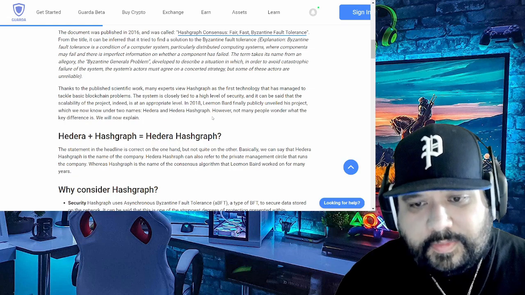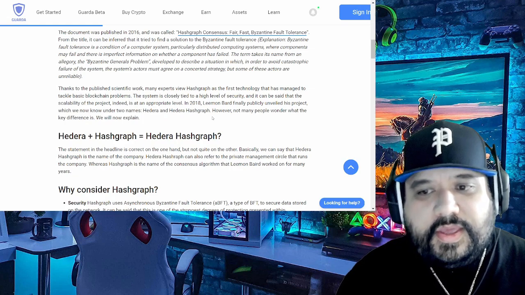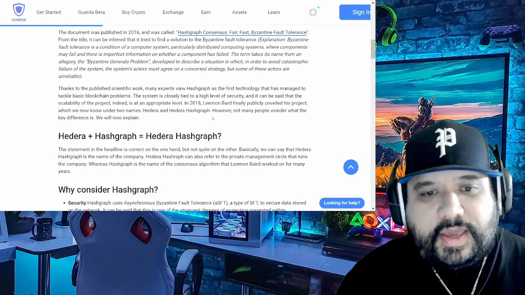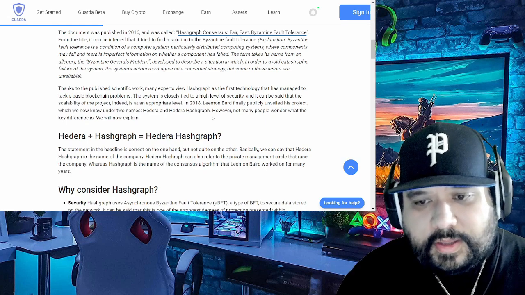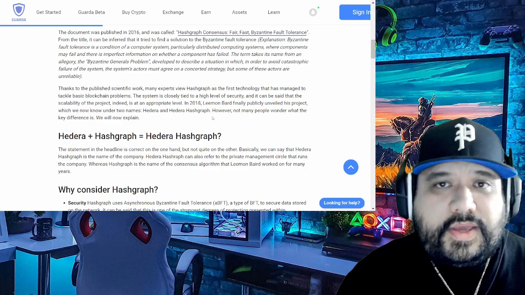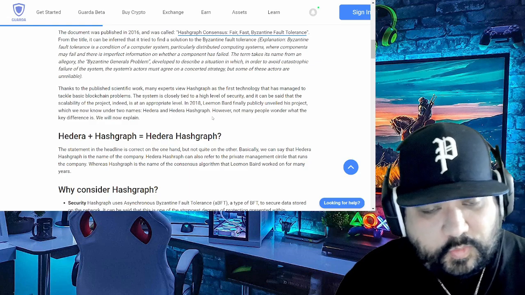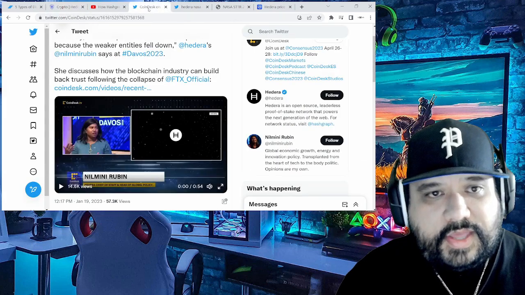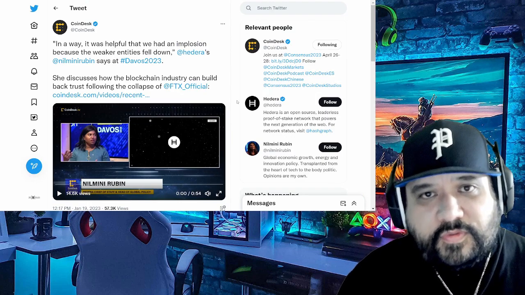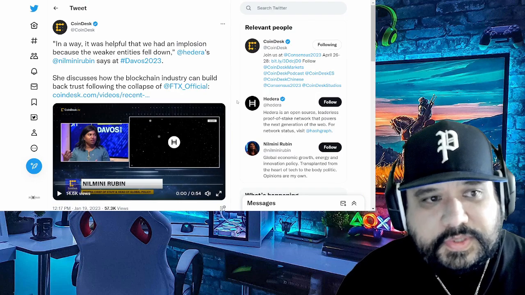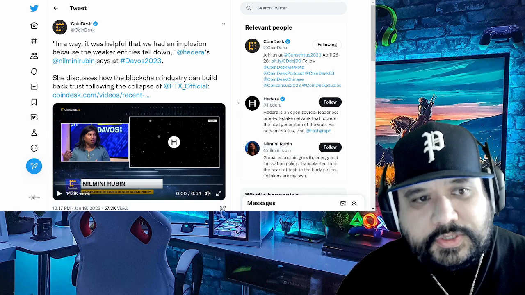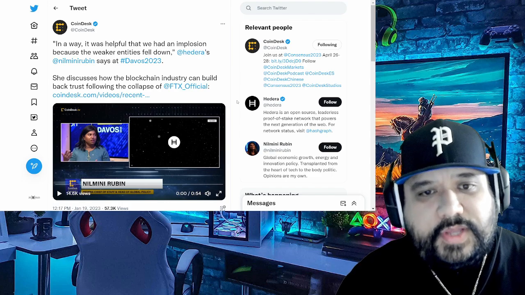In 2018, Leemon Baird finally publicly unveiled his project, which we now know under two names, Hedera and Hedera Hashgraph. However, not many people wonder what the key difference is. We will now explain. Before we get into that particular explanation, I want to show you guys this, and that is something recent that we promised that we would show you guys coverage from, for instance, Davos. Look at this. It says, quote, in a way, it was helpful that we had an implosion because the weaker entities fell down.